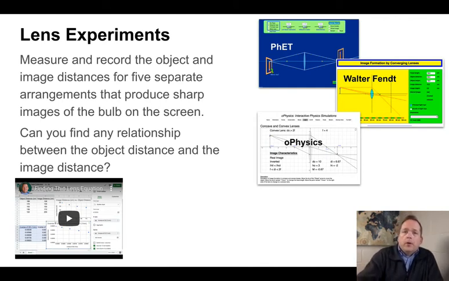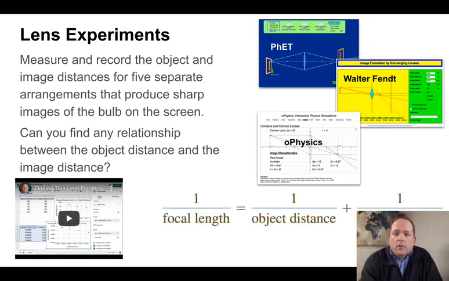Alternately, I'm going to put it here on the slide. It's also in Bloomfield's section, and it relates the three: 1 over the object distance, how far the object is from the lens, plus 1 over the image distance equals 1 over the focal length.